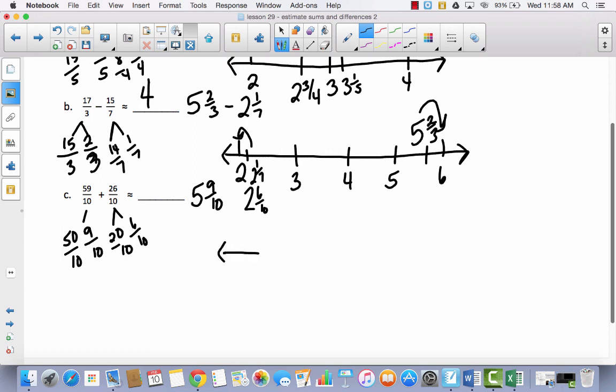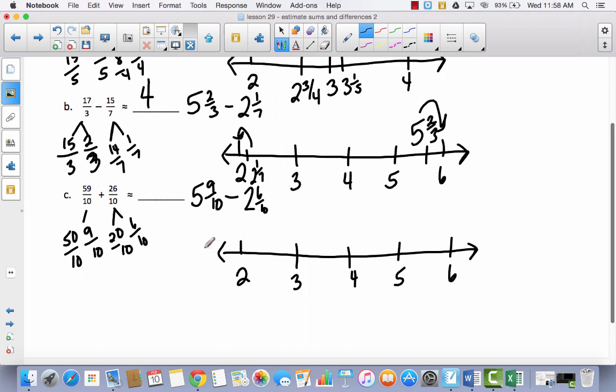All right, so let's go ahead and draw our number line. So I'm going to start with 2 and go to 6, just like I did the one up here. So I can pretty much just copy this one. 2, 3, 4, 5. Why don't you pause the video and go ahead and put 5 and 9 tenths and 2 and 6 tenths on the number line and see if you can estimate the difference. So go ahead and pause the video and see how you do.